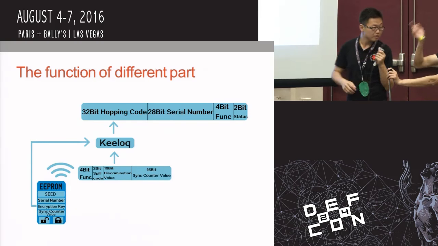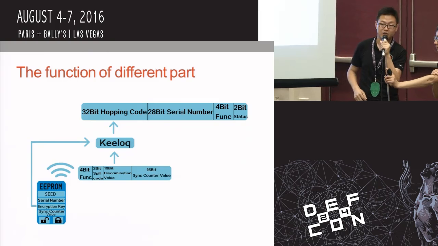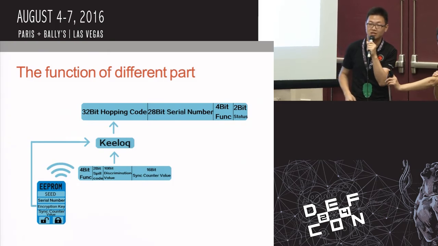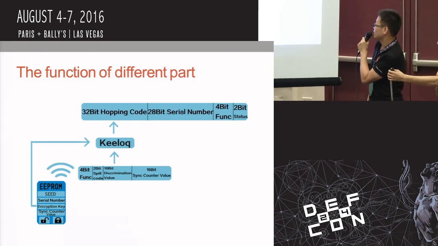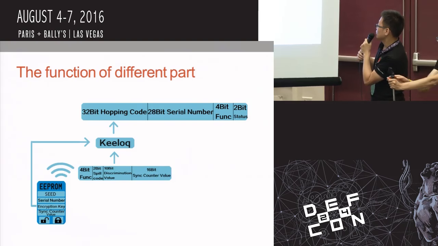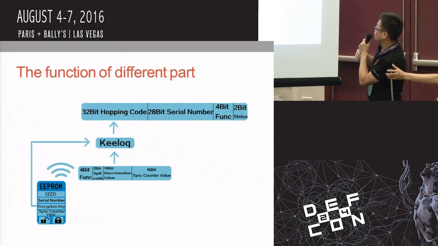Then, any questions? Okay, then they will do the keeloq. They use the 64-bit encryption key to run the keeloq algorithm to produce the 32-bit hopping code.